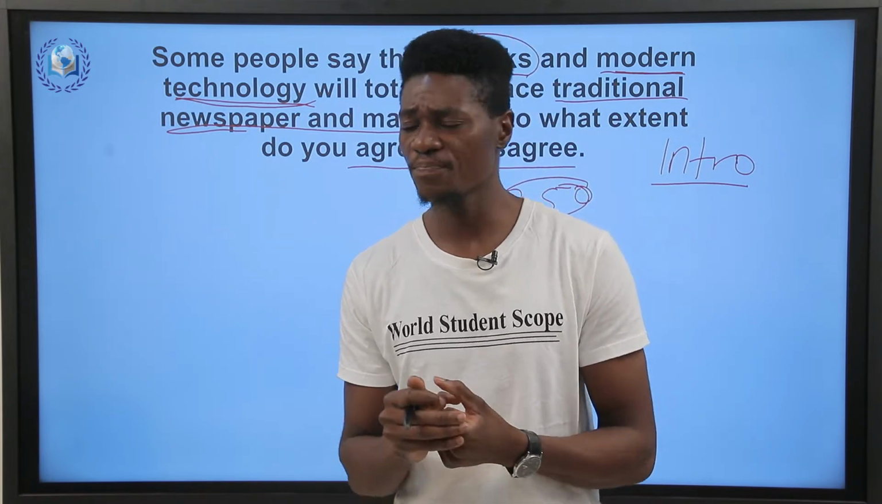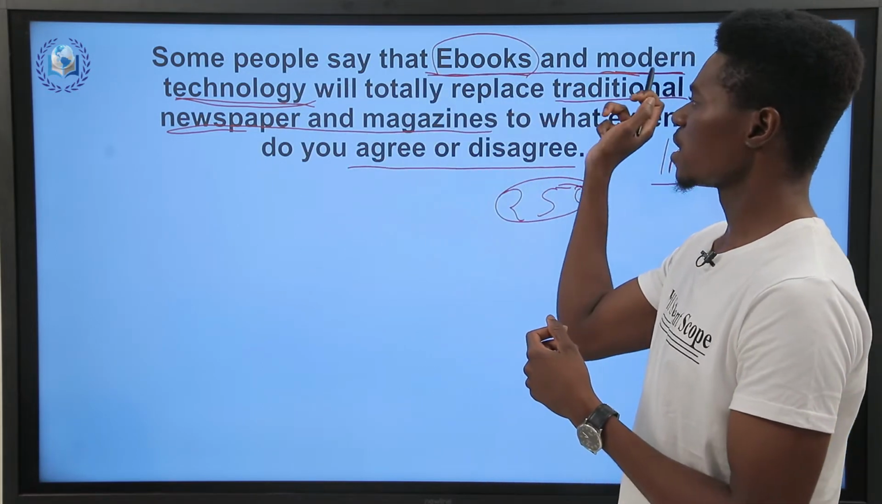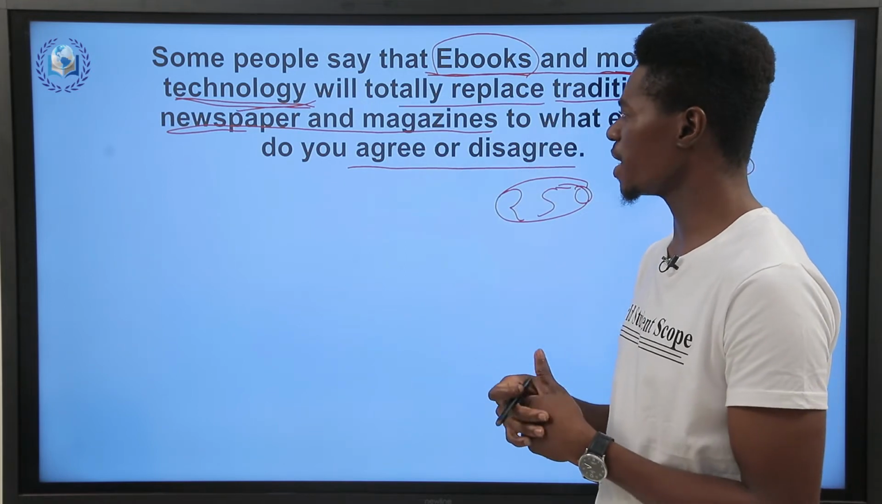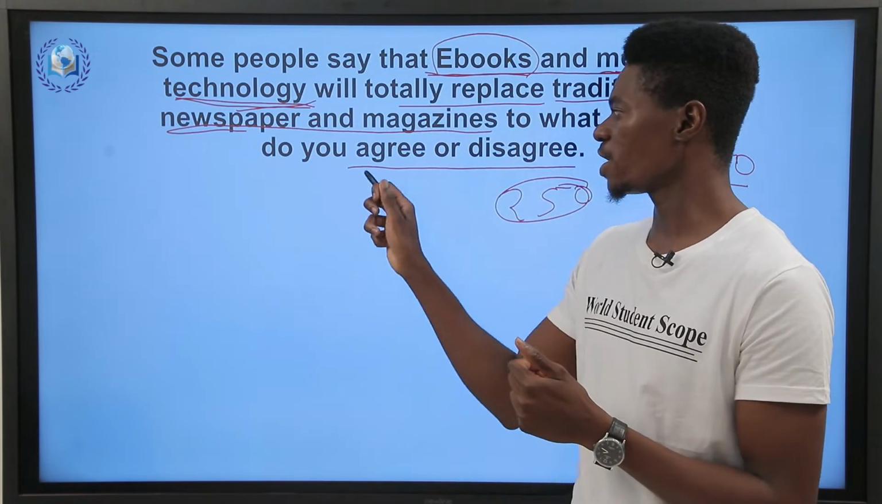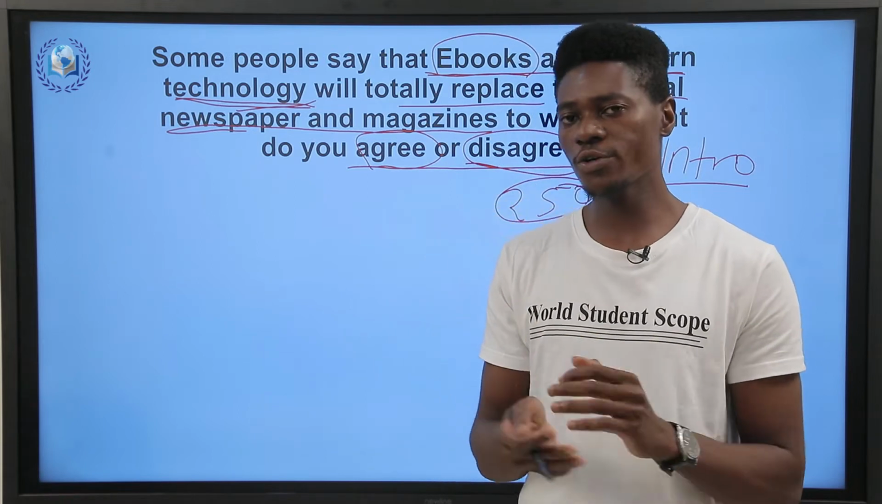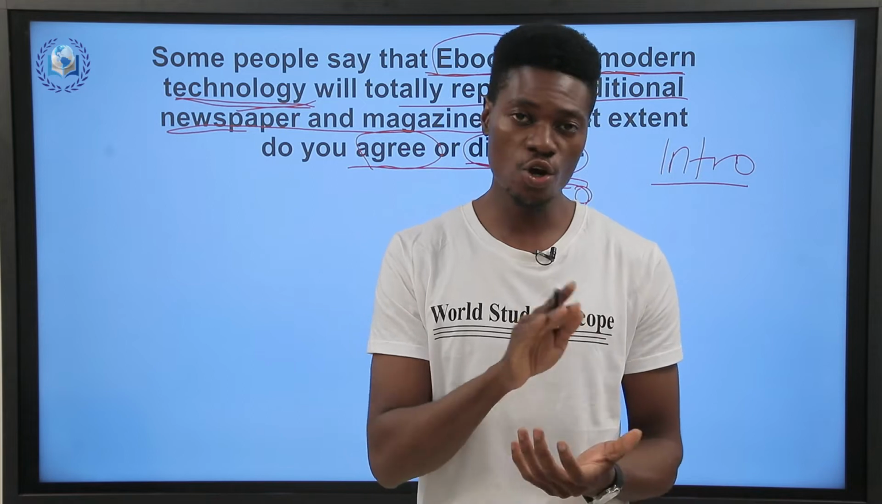So to what extent do you agree or disagree? Do you think e-books and modern technology will totally replace the traditional newspaper and magazine? Do you think that way? So let's take a look. We will discuss this from an agreeing point of view and a disagreeing point of view. And last, you have to give your conclusion. What do you think? Do you agree with that or not?